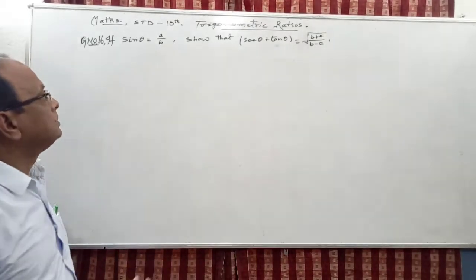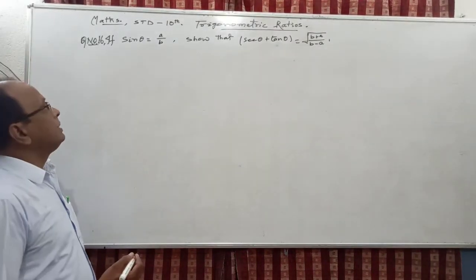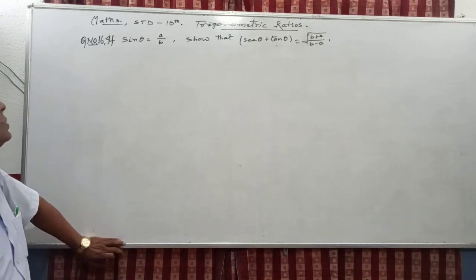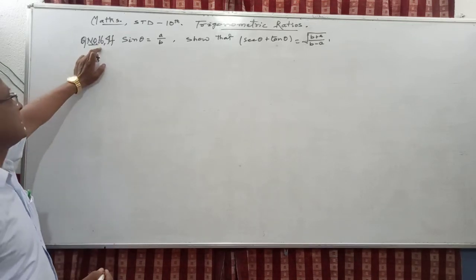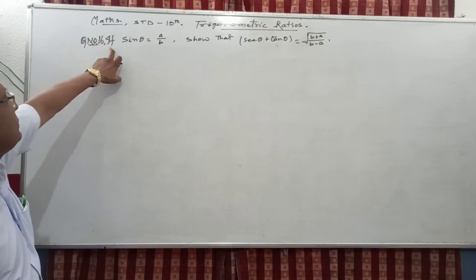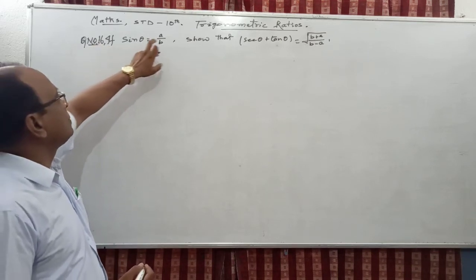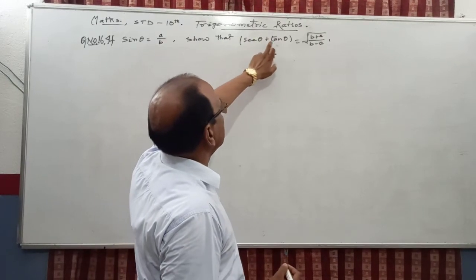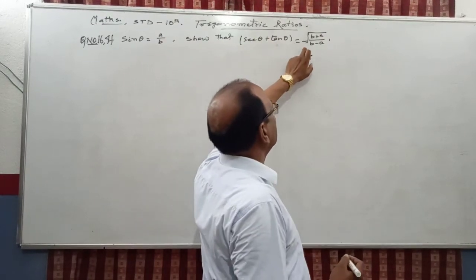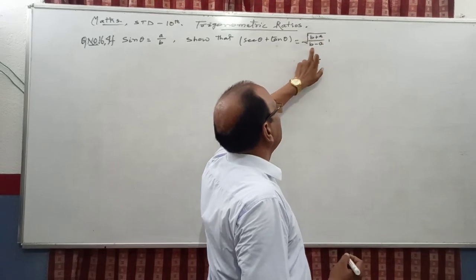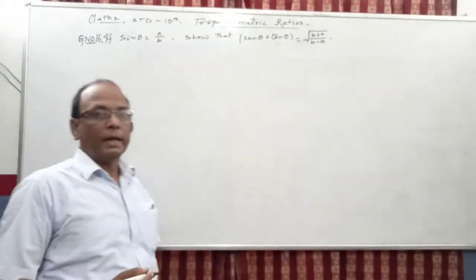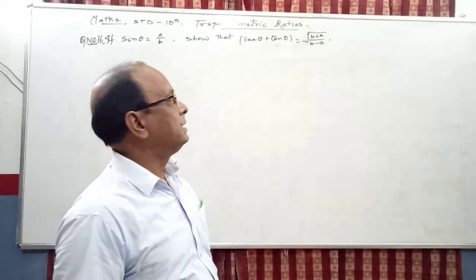Good morning, students. Again, we are going to discuss another question from exercise 10, trigonometrical ratios, question number 16. If sin theta is equal to a by b, we have to show that sec theta plus tan theta is equal to under root of (b plus a) by (b minus a). So, we use a triangle again for getting the result.